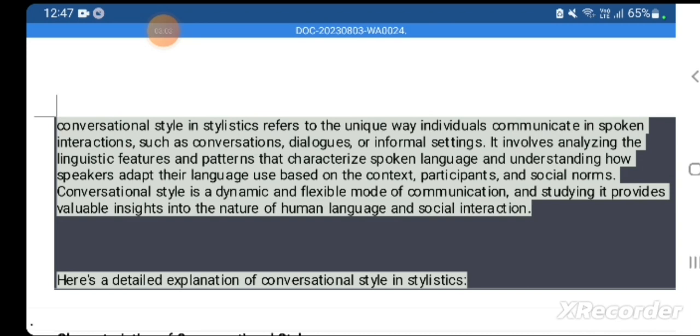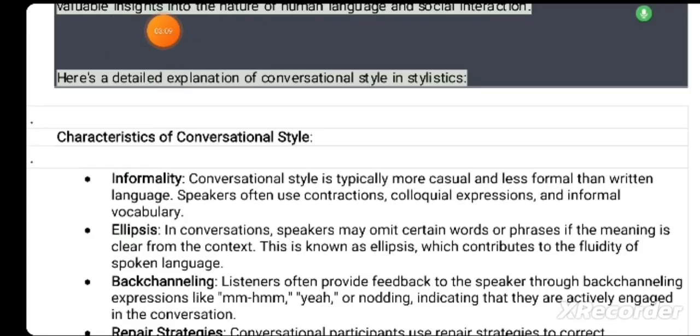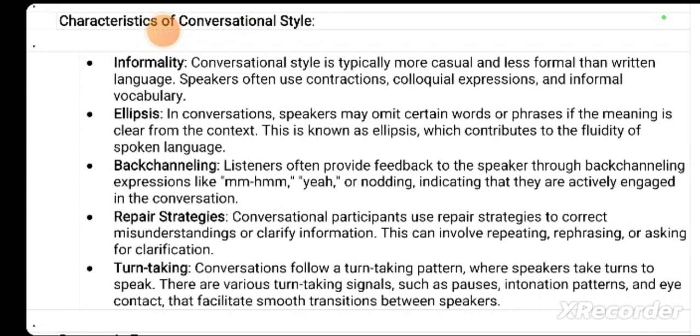Let's go into a little more detail on conversational styles, especially in stylistics. There are certain things which you will find in conversational styles, especially if the discourse is between people. You will see that there is a level of informality. It is typically more casual and less formal than written language because conversation is not much rule bound. Speakers often use contractions, smaller versions of their words or phrases, colloquial expressions, and informal vocabulary. They are not bound the way they are bound in written language. They can use expressions which are more casual.